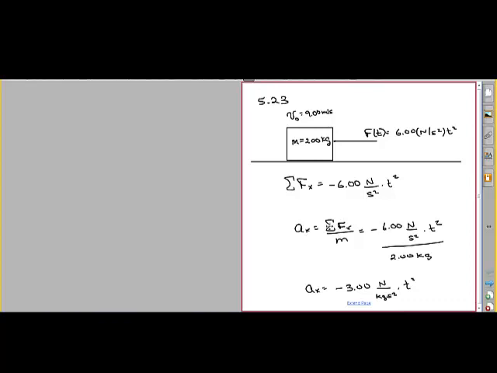So we solve for the acceleration, again, just through simple force equals mass times acceleration. So we divide this by 2 kilograms, so we get negative 3 newtons per kilogram second squared as far as units.